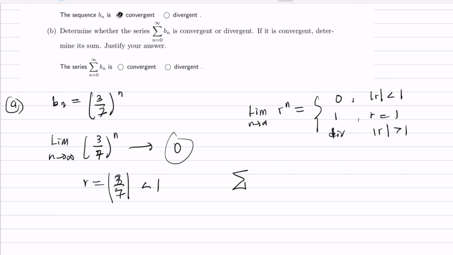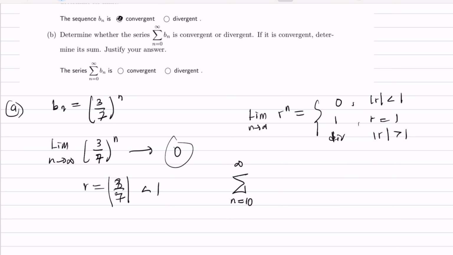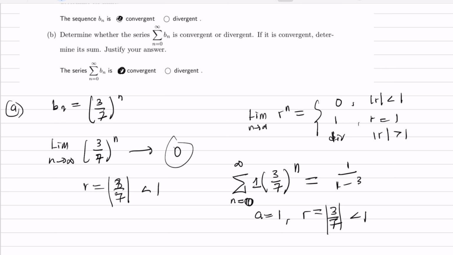So here we have the sum from n equals 0 to infinity of (3/7)^n. So my a is 1, and my r is 3 over 7. Of course, the absolute value of r is less than 1. That means this is convergent. Do you see that? And what does it converge to? It converges to 1 divided by 1 minus 3 over 7, which is 1 divided by 4 over 7, which is 7 divided by 4. And we are done.